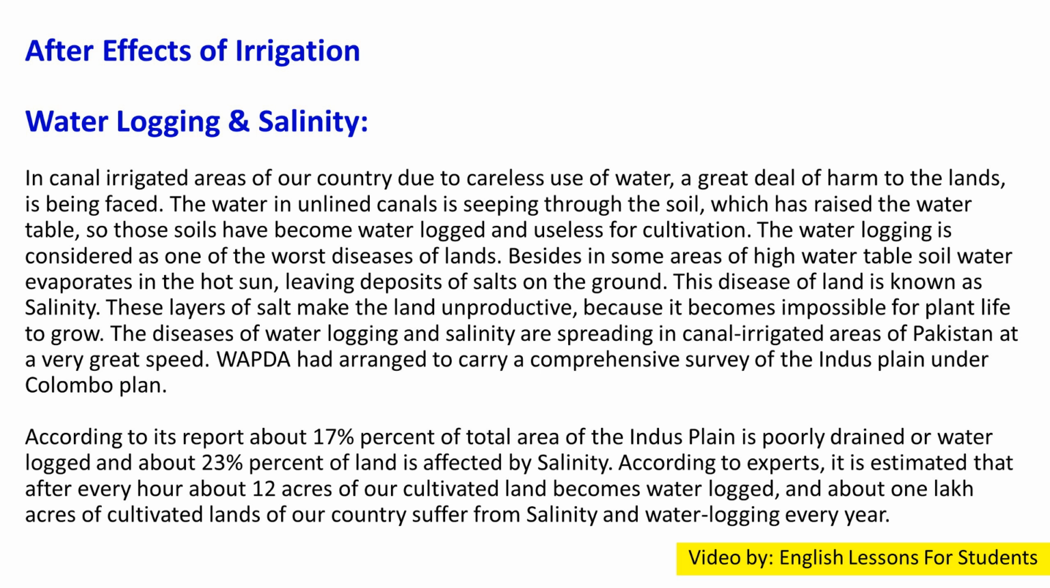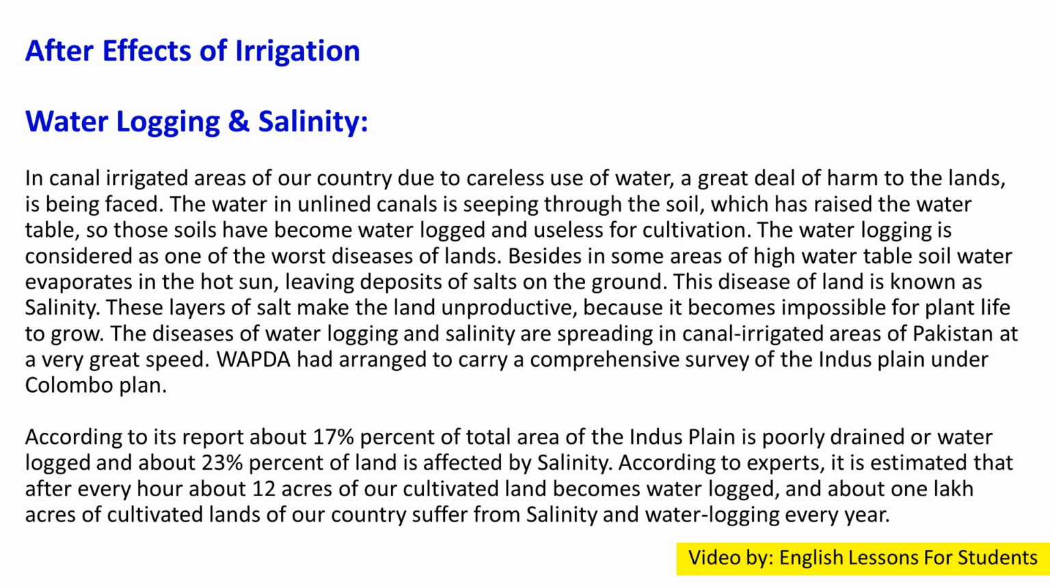Waterlogging and salinity. In canal irrigated areas of our country, due to careless use of water, a great deal of harm to the lands is being faced. The water in unlined canals is seeping through the soil, which has raised the water table. So, those soils have become waterlogged and useless for cultivation. Waterlogging is considered as one of the worst diseases of lands.